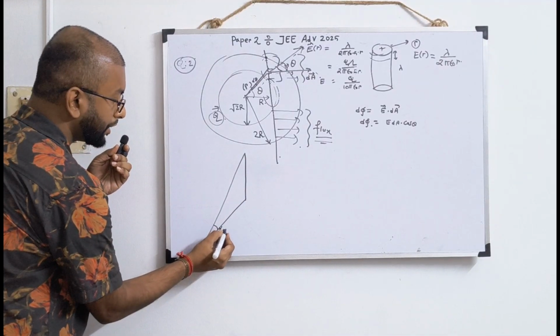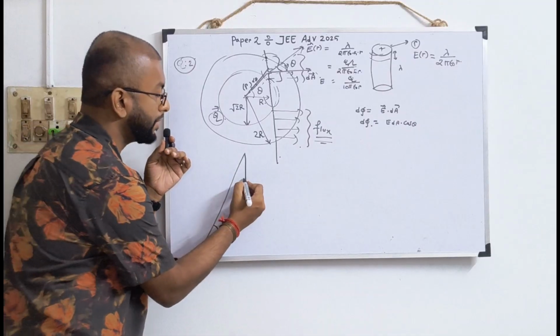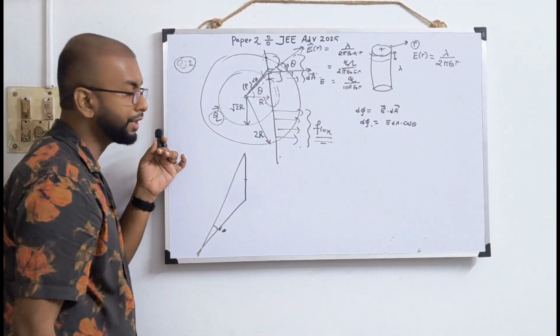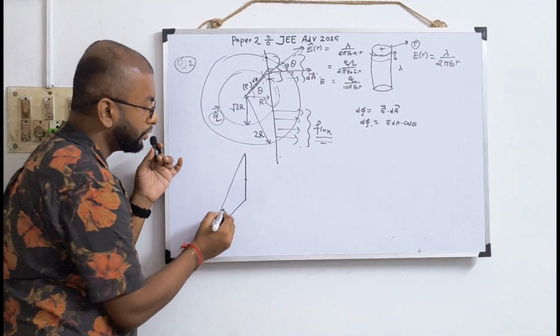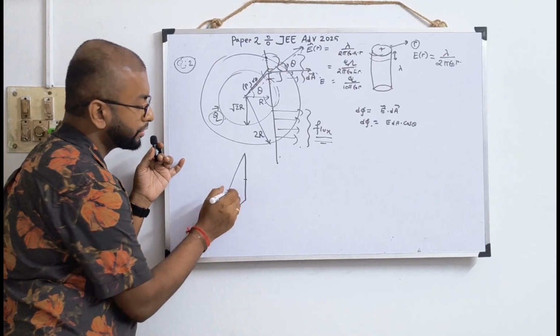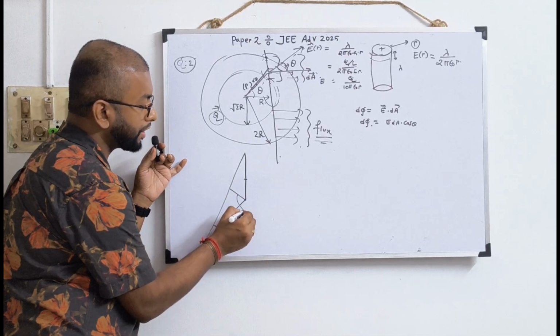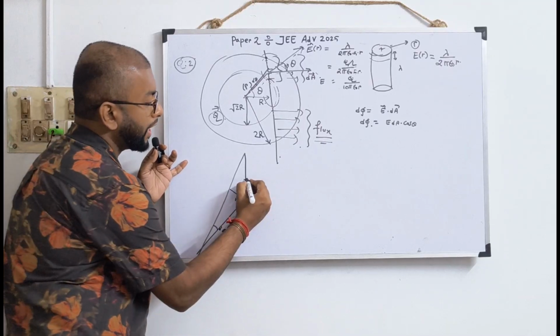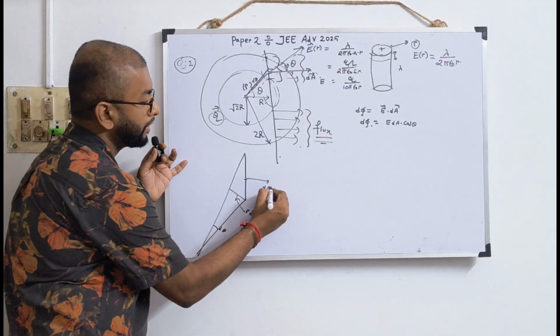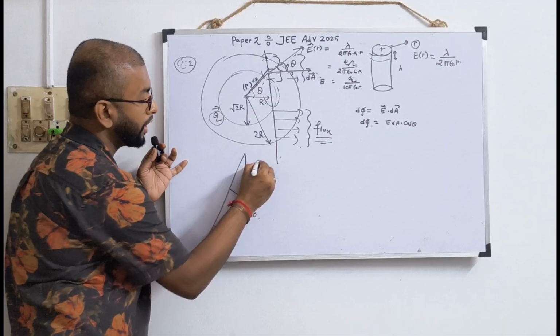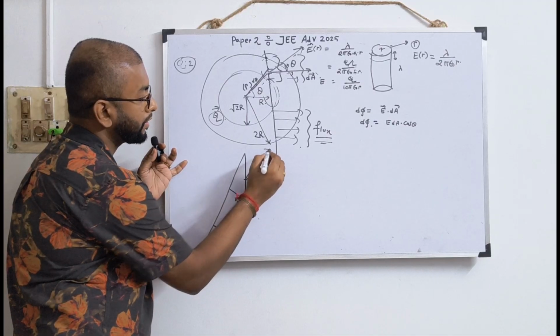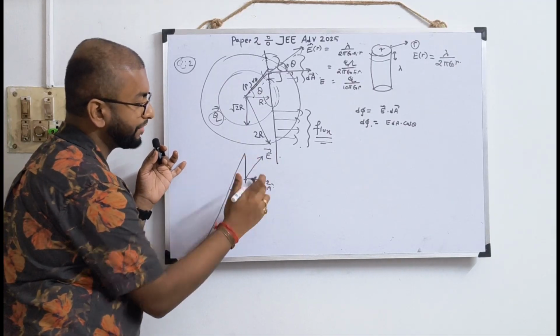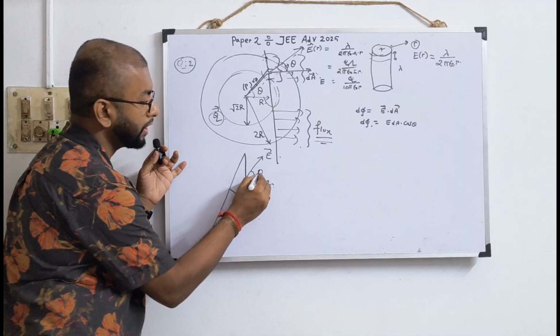This small angle d theta is at distance r from the center of the cylinder. Now this is radius r, so this will become r d theta. This is the area vector direction dA, and that is how the electric field is crossing this small differential area, making angle theta with the area vector.